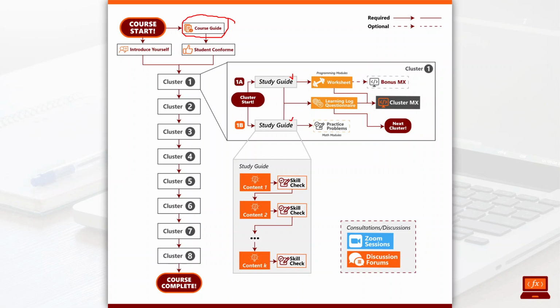Okay? So, yan. Again, important yung learning log, submit yung learning log questionnaire para ma-open yung next cluster and at the same time, ma-open yung cluster MX, which is the only graded activity here. Cluster MX, yung machine exercises. For that, machine exercise for that cluster. Okay. So, basically, sa end ng cluster, yung cluster MX yung pinaka-activity na kailangan gawin.